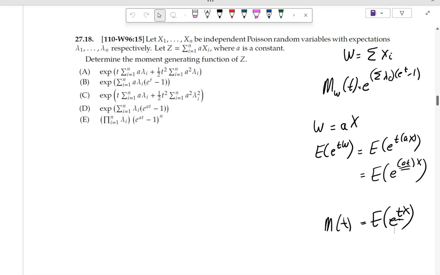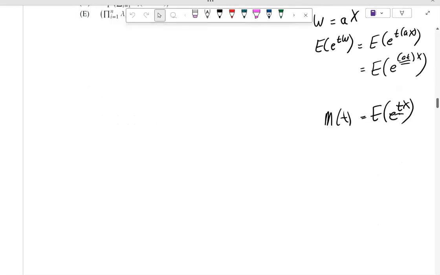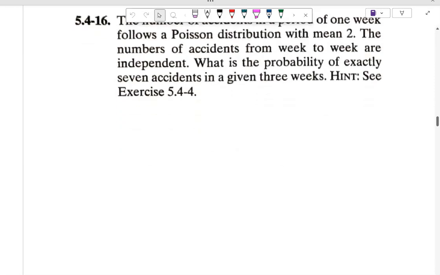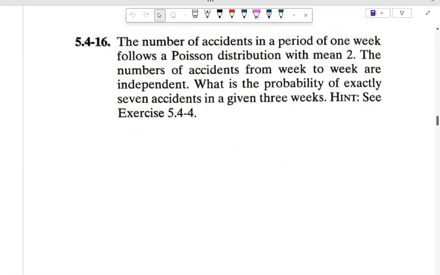So we did that. I think that was the last one we talked about last time. Let's look at this next one here. The idea behind this one, we've done things like this before. But this one with the Poisson is a good review for things that we talked about earlier in the semester. So we've got accidents in a given week is Poissonly distributed.